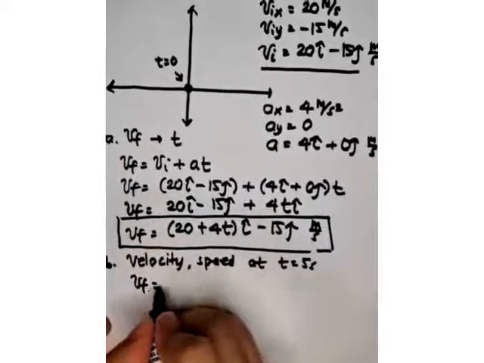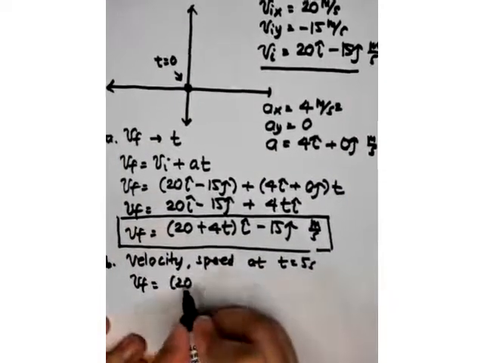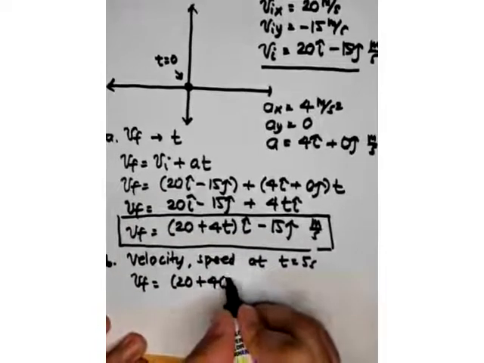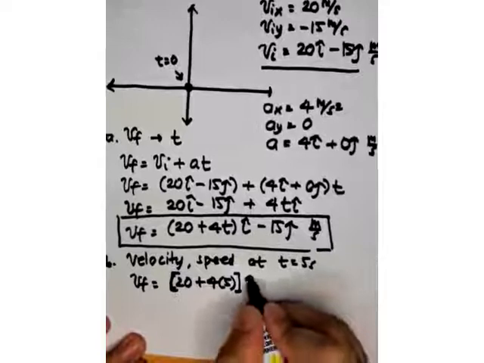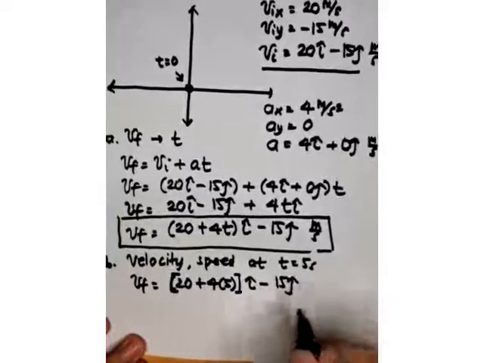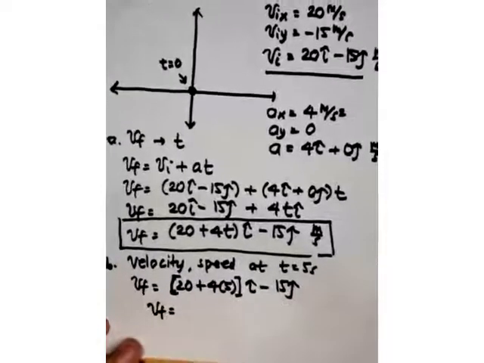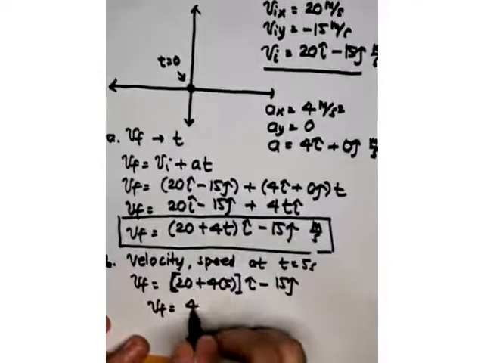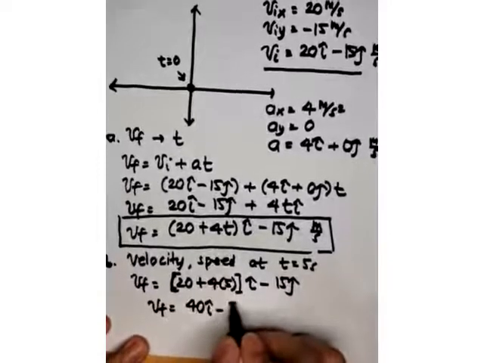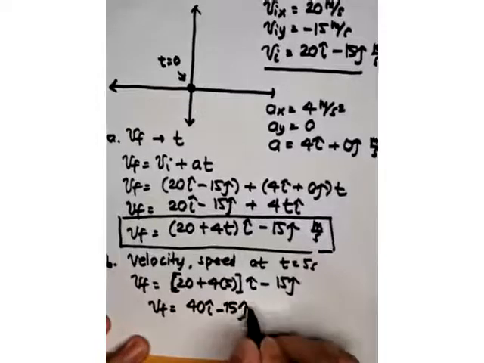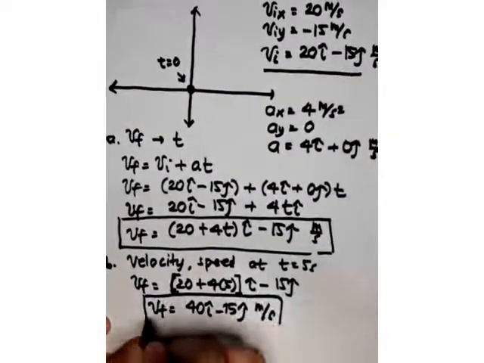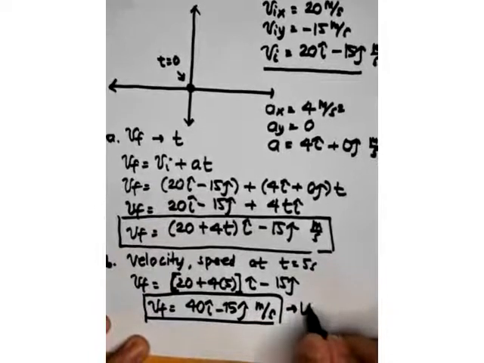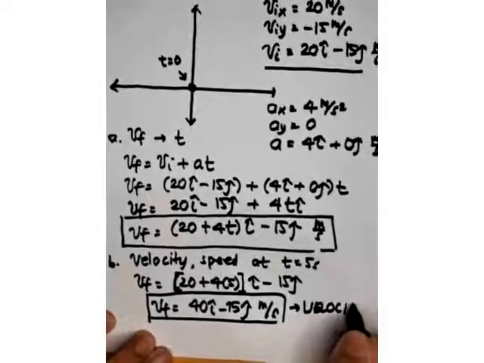So V final is equal to (20 plus 4 times 5) i hat minus 15j hat. So what's our final velocity? So that is 40i hat minus 15j hat meters per second. Ayan. So ito yung ating velocity.